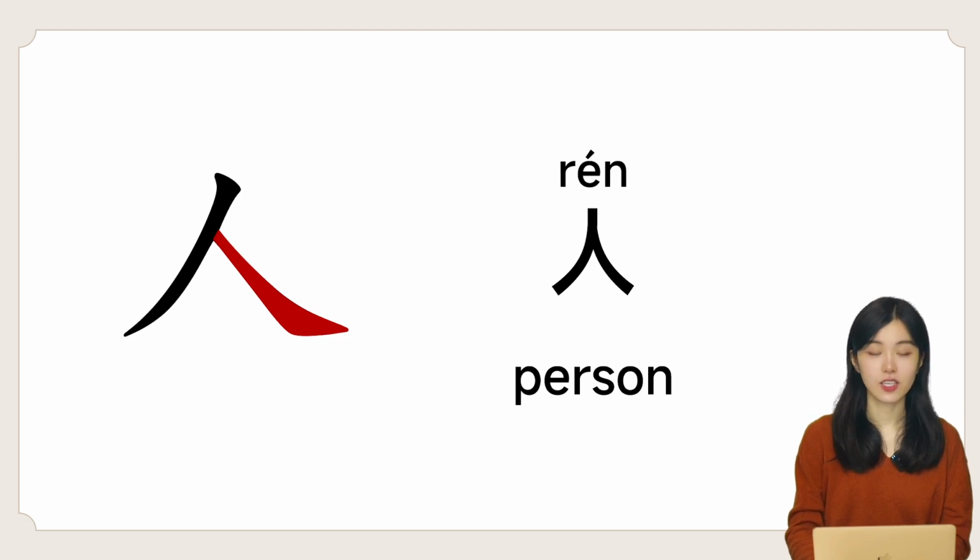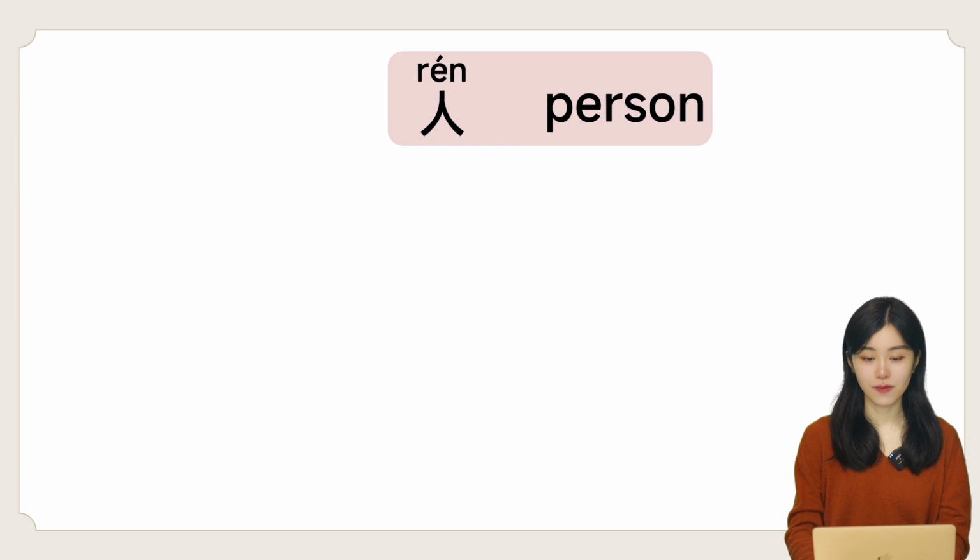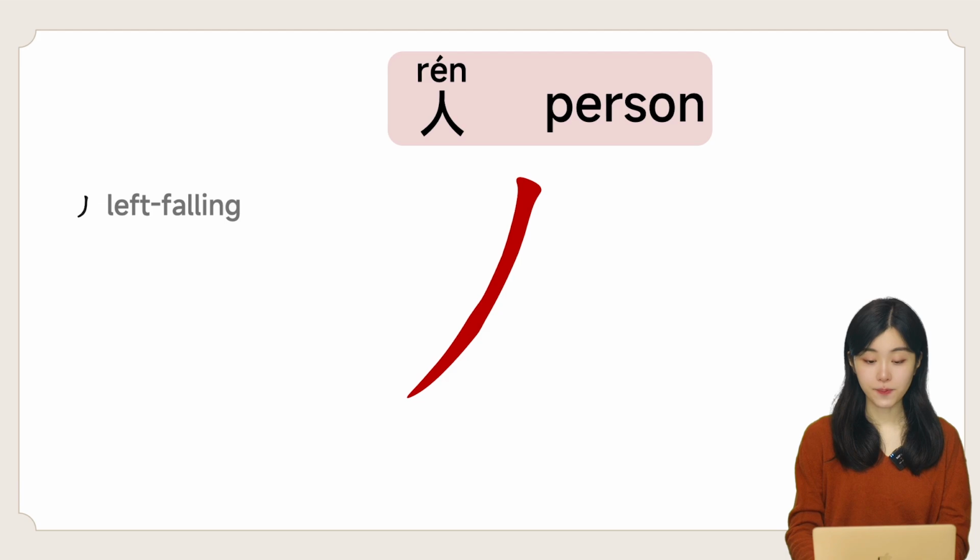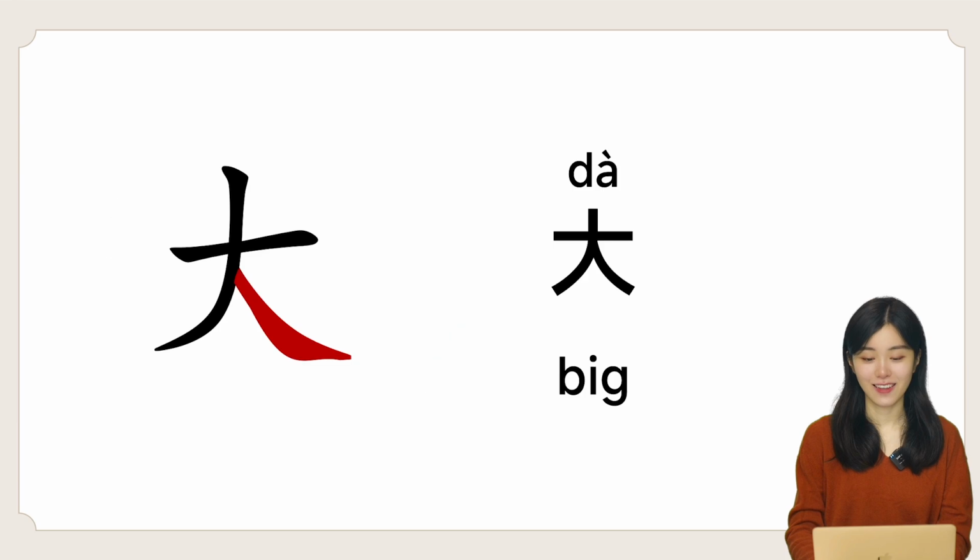人 means person. Please read it after me. 人. Now let's see how to write it. We should write it from the left to the right. So we first write the left falling. Next we write the right falling. Is it right? Next example character.